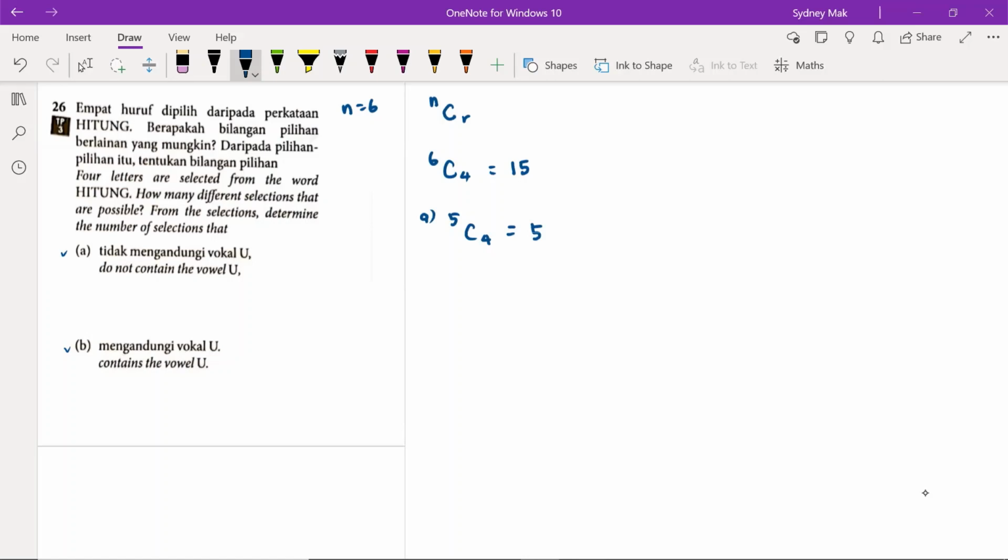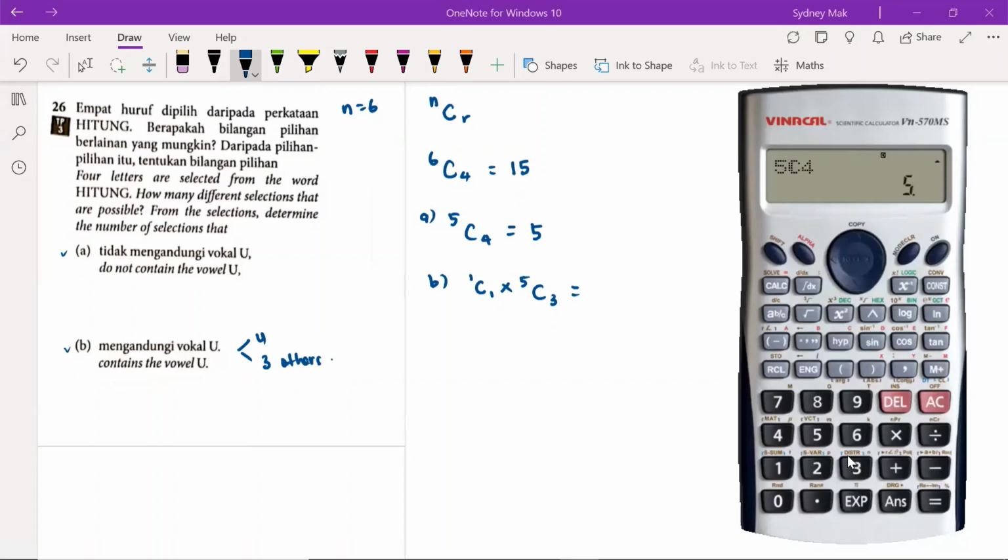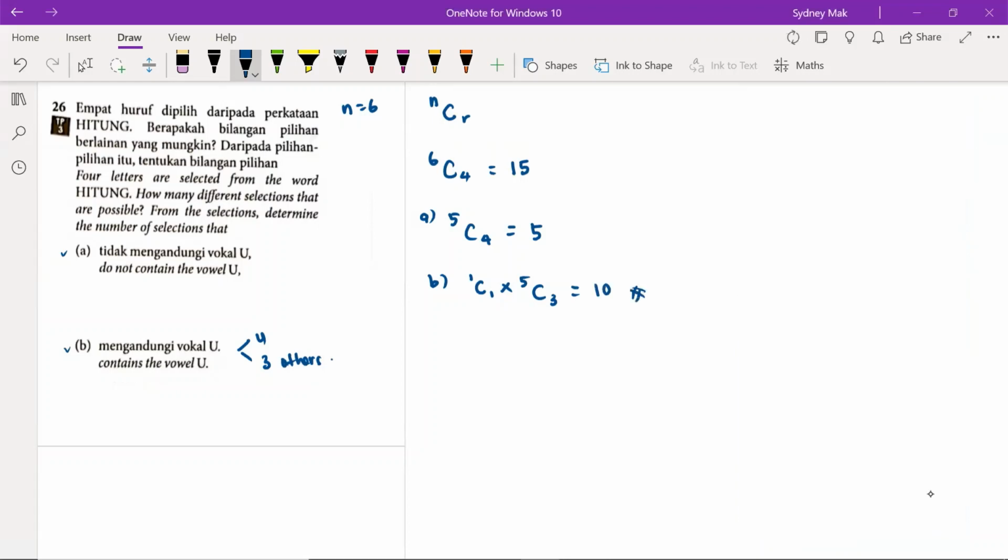Next, part B, it contains the vowel U. If U must be in, since we need to choose 4, then 3 must be from the rest, from the others. Therefore, U must be chosen, so 1C1. If you don't write that, it's fine as well. The remaining will be 5, and out of this 5, we only choose 3. Therefore, we just key in 5C3, overwrite. Therefore, we have 10 ways. That's it, so we found the answer for question number 26.